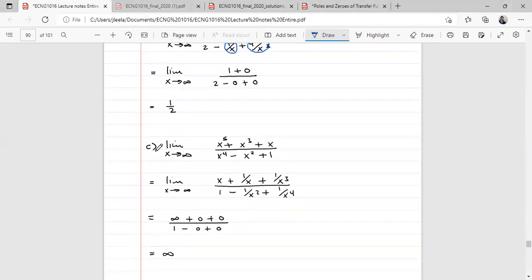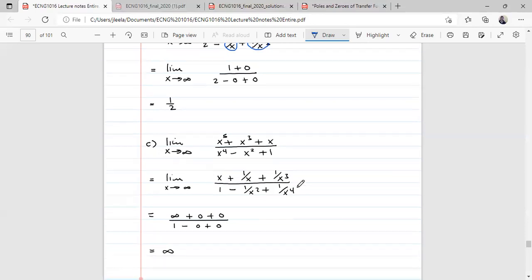And then in the third case here, in C, you divide each term in the top and bottom by the highest power in the denominator, which is x to the power 4. So x to the power 5 divided by x to the power 4 will be x. x cubed divided by x to the power 4 is 1 over x. x divided by x to the power 4 is 1 over x cubed. x to the power 4 divided by itself is 1. x squared divided by x to the power 4 is 1 over x squared. 1 divided by x to the power 4 is 1 over x to the power 4.